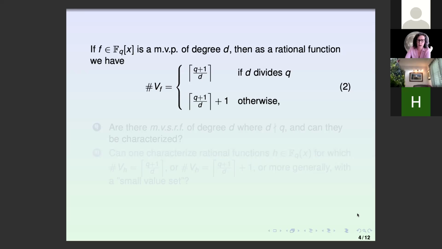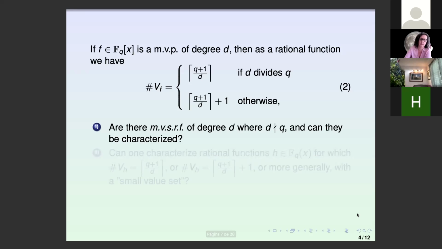Okay, so we can ask some natural questions, like: do minimal value set rational functions of degree d, where d does not divide q, exist? Can we characterize them? Because we already know that if d divides q, it's a minimal value set rational function. What happens if d doesn't divide? Okay, so this is one question.